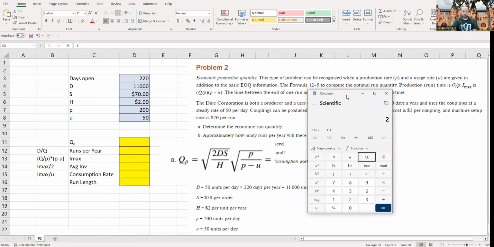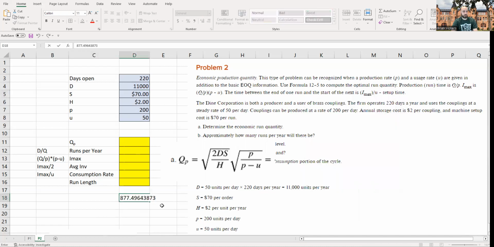All right, so 2 times D, which is 11,000, times S, which is 70, divided by H, which is 2, and then hit the square root button, and we get a long number. So I'm just going to write that down, 877 point. I'm just going to go up to several decimal places. Can I copy this from the calculator? No. Oh, I can. Good. So I'm just going to go out to several decimal places there.